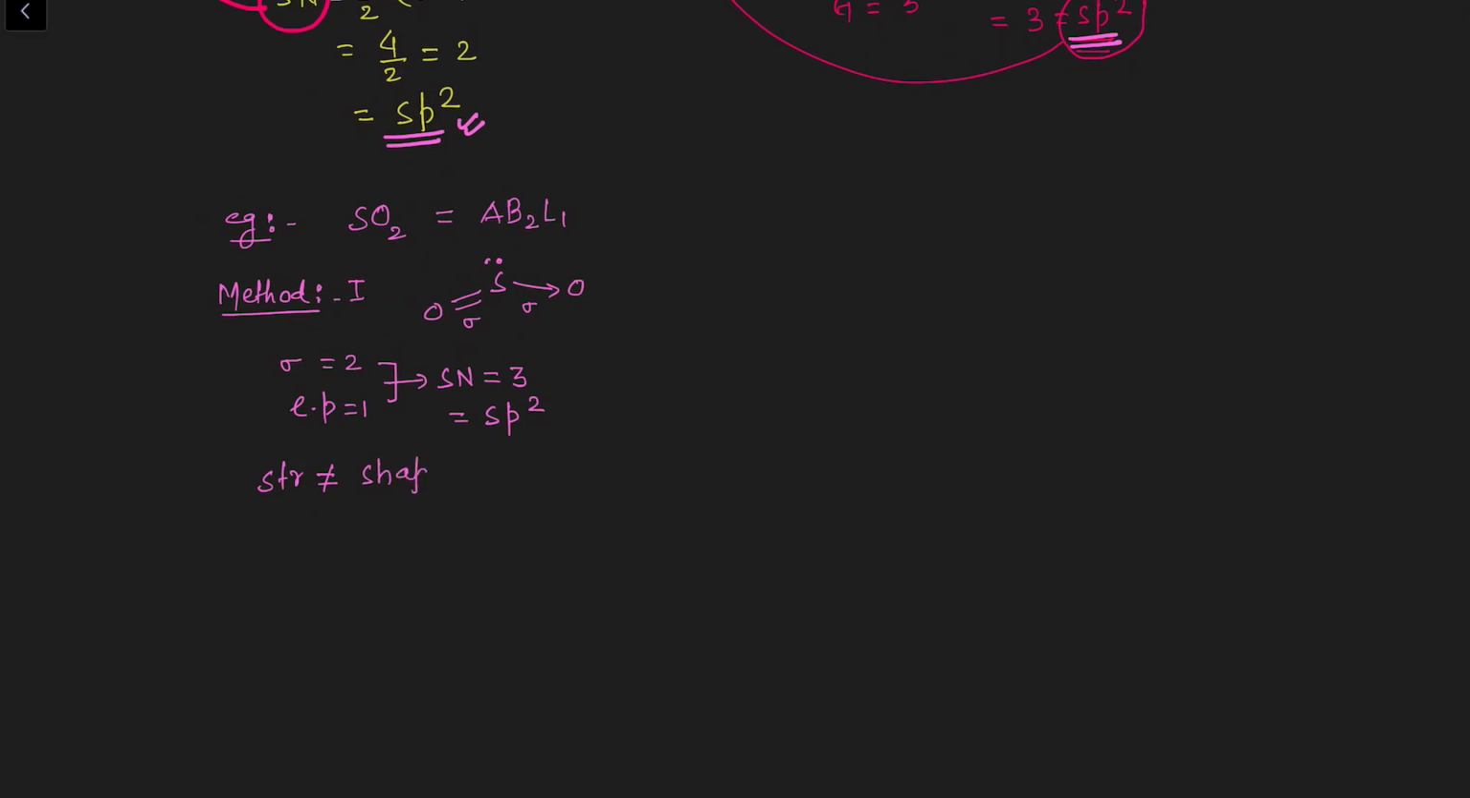Now the question is how to get an idea about the shape and structure of this molecule. So now the structure of this molecule is what? Trigonal planar. Draw the trigonal planar structure first. This is a trigonal planar molecule. Here is the sulfur. This is oxygen. This is the second oxygen. Now here is the lone pair of electron.